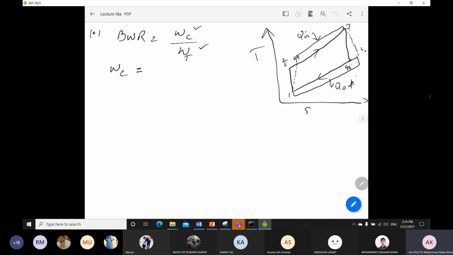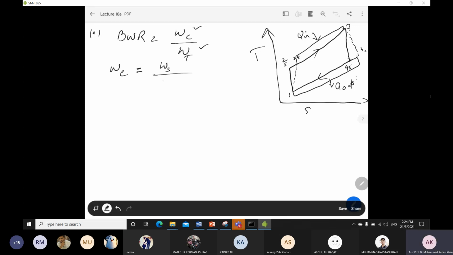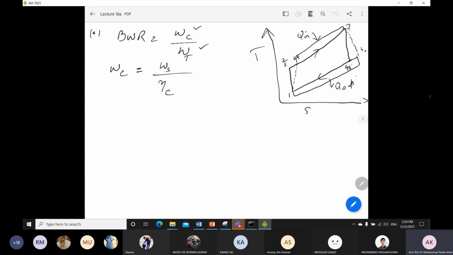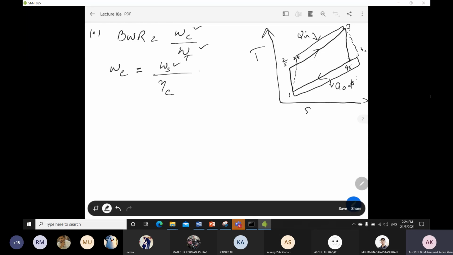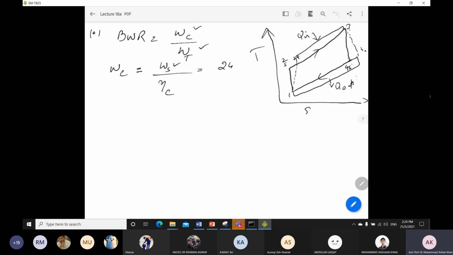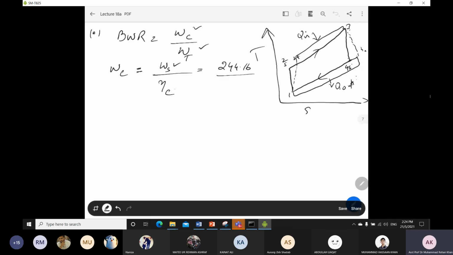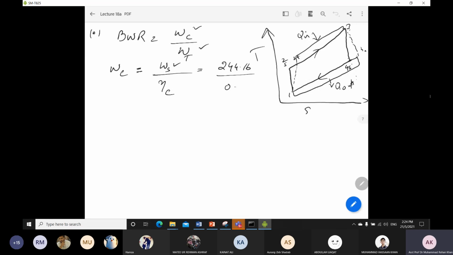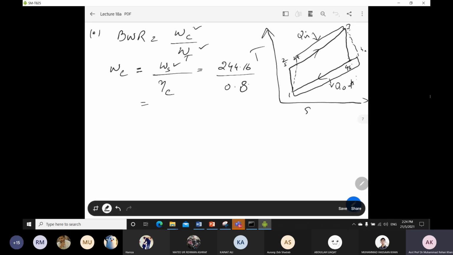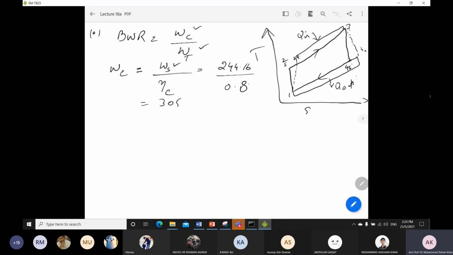Now we have to find the actual compressor work, which is equal to WS over the isentropic efficiency of the compressor. This comes from the previous slide. WS is the isentropic work of your compressor, and we have already found WS in example 9-5, which is 244.16. You just have to go back to 9-5 and you will get it. The isentropic efficiency of your compressor is mentioned as 0.8. So from here we can easily find the actual compressor work, which is 305.20 kilojoule per kg.